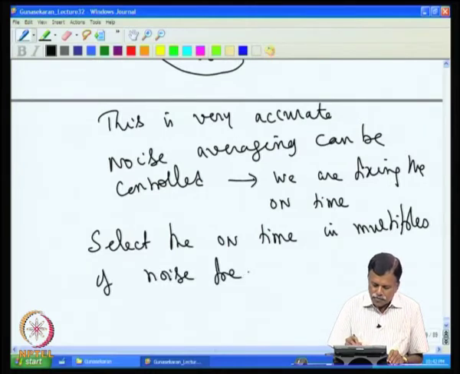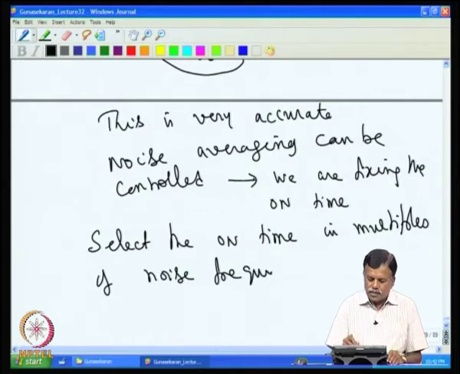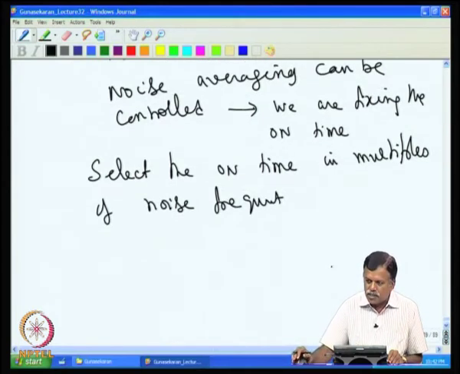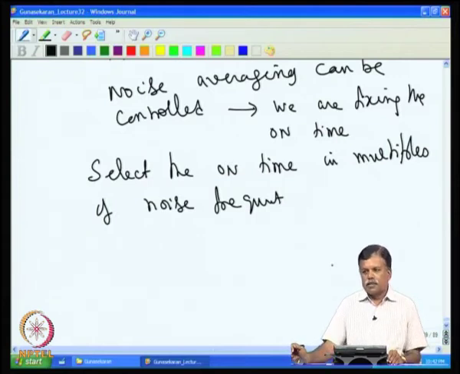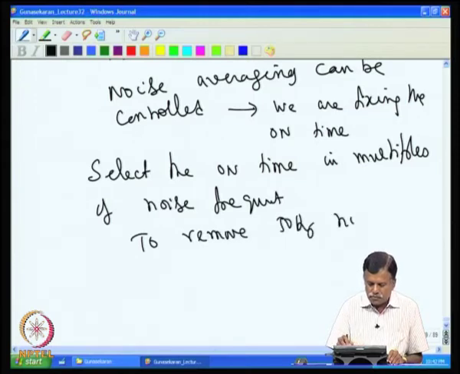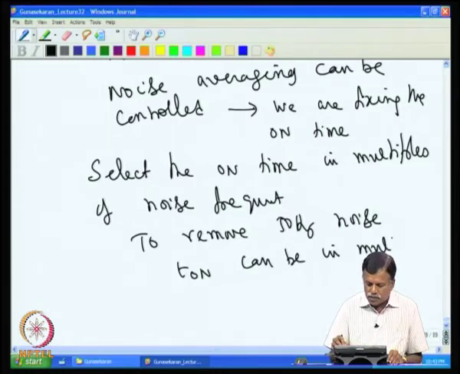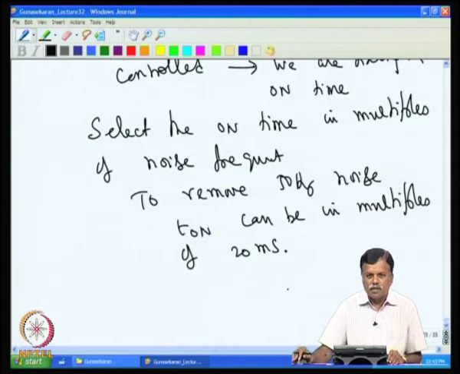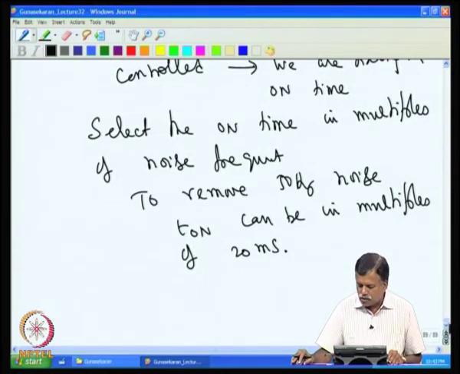In the sense that if I want to remove 50 hertz noise, T on can be in multiples of 20 millisecond, which will remove the 50 hertz noise.